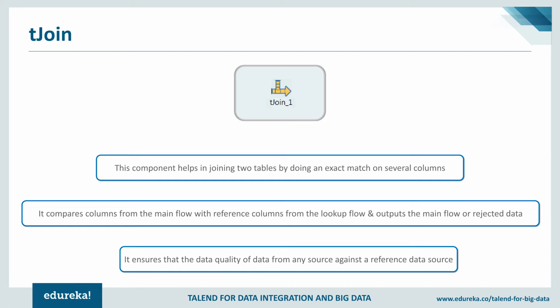So it is a light component. What I mean by light component is the number of lines of code for tJoin is less than the number of lines of code for tMap. So tJoin can be used only where our requirement is only to join, and no filtering or other expressions are needed. It compares the column from the main flow with reference columns from the lookup flow and outputs rejected data in a separate flow. So it gives you two outputs, one with the joined data and another with the rejects. It ensures the quality of the data from any source against the reference data source.